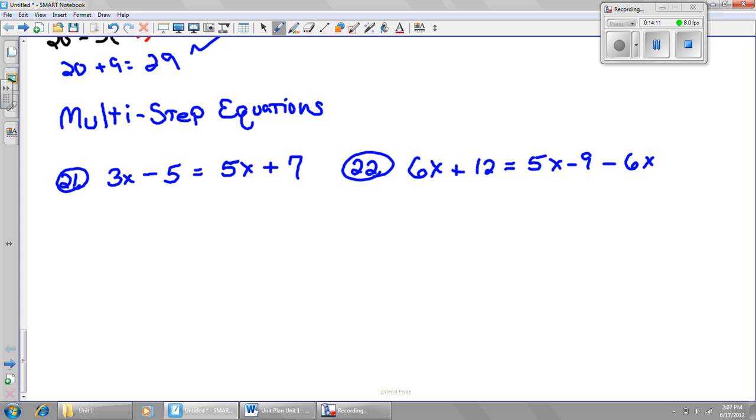All right, dropping down to these two. Go ahead and pause. They're a little more involved. And we're ready to see my solutions. Go ahead and unpause. All right, I don't like that there are x's on both sides of the equation. So I'm going to get rid of the smaller x. Subtract 3x from both sides. And when I do that, I'm going to end up with negative 5 equal to 2x plus 7.